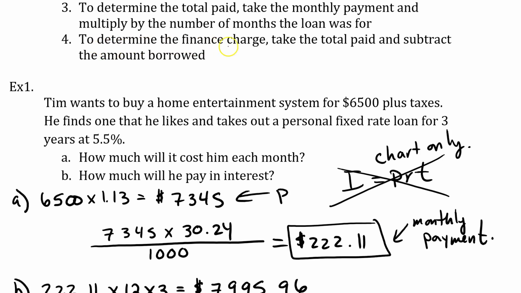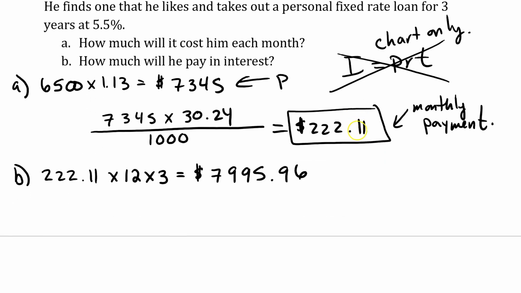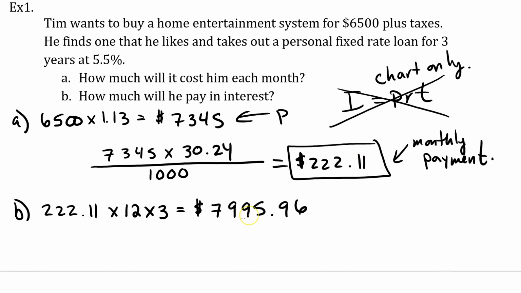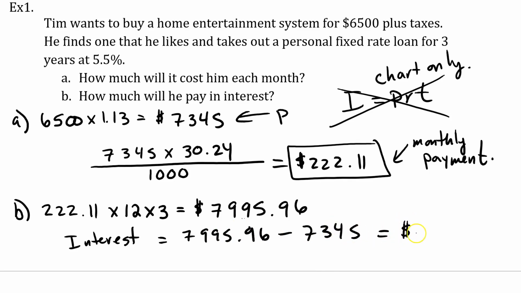So it says right here, to determine the finance charge or how much he'll pay in interest, take the total paid and subtract from the amount borrowed. Well, this right here is his total paid, and the amount borrowed is this right here. That's our principal. So I'm going to say interest equals 7995.96 minus 7345, and I get a total interest of $650.96.